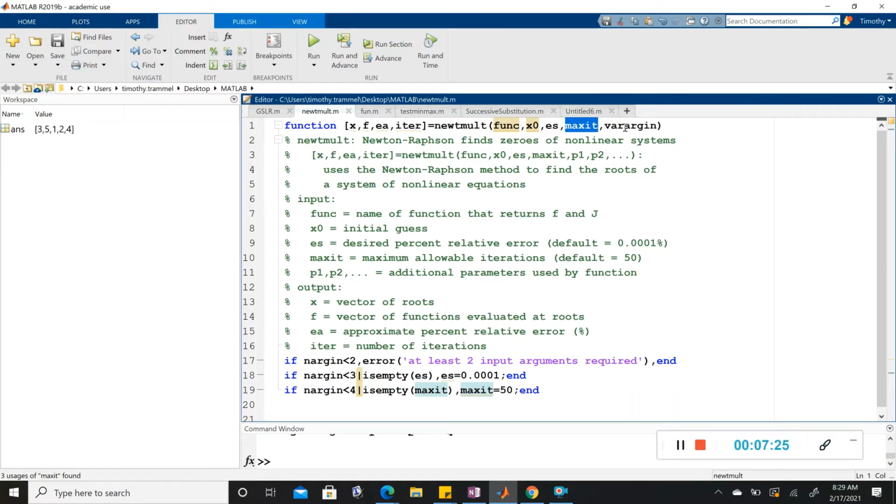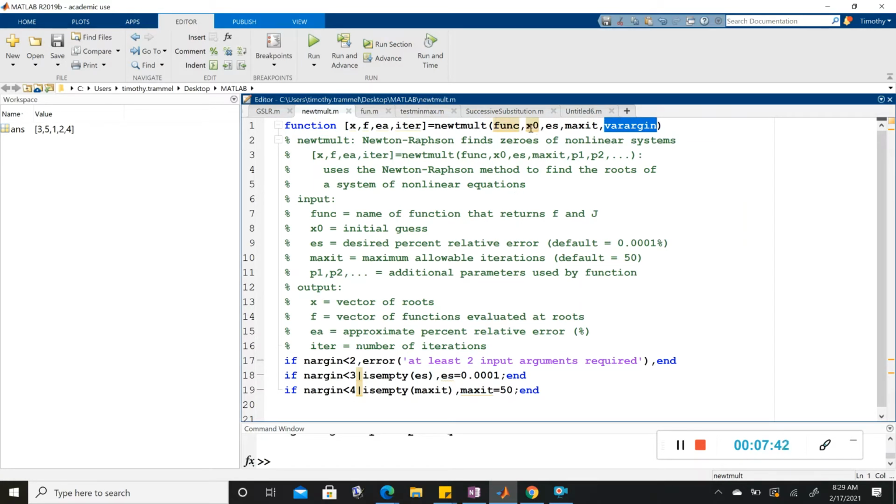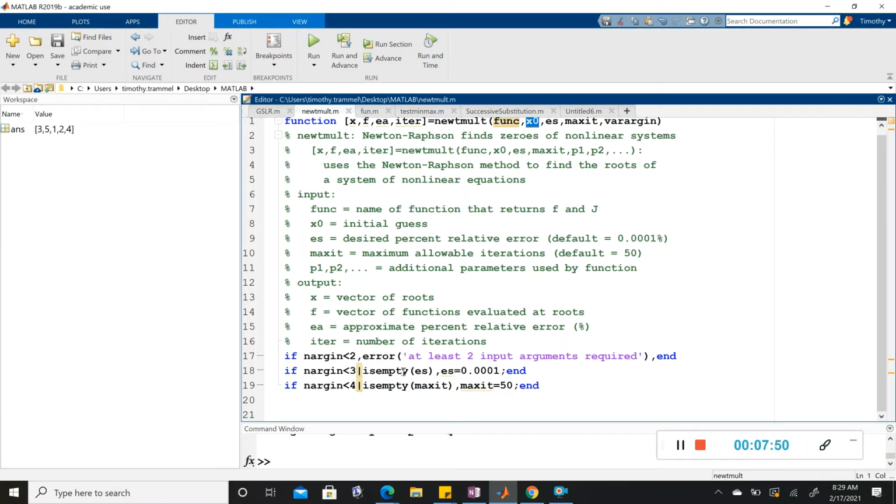Maximum number of iterations, and then here we have varargin for a variable number of input arguments. Down here we have a couple of settings. We want to report an error if there are less than 2 inputs, because we need at least that function I was describing and a guess. The default for the relative error will be 0.0001, and the default for the maximum number of iterations will be 50.